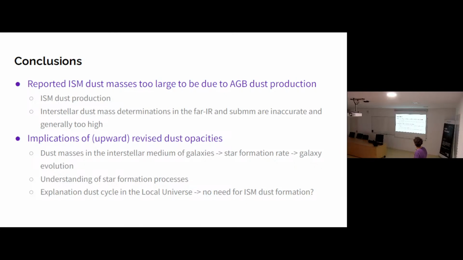It also has implications for our understanding of star formation processes. If we study a region of star formation and ultimately there is less dust present than we thought, because of the higher opacities, we have to revise our understanding as well. But on the positive side, it gives a much more natural explanation for the dust cycle in the local universe, and maybe there is no need for extensive ISM dust formation after all.